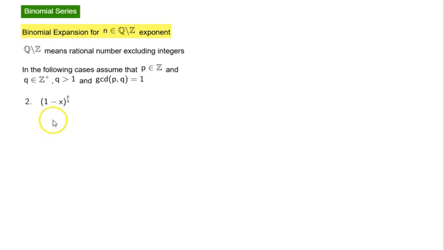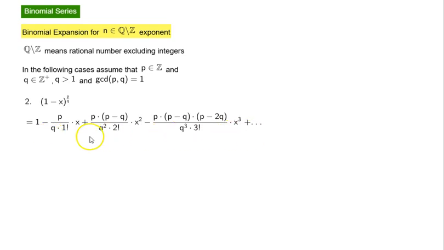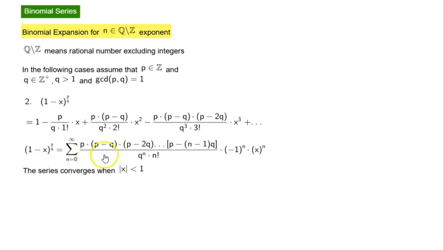Now let's look at the next case. The first one was 1 plus x to the power of p by q. Now we have 1 minus x to the power of p by q. Expanding it, same procedure. We end up with this expression. And this can be written in summation notation, series form. So summation n equal to 0 to infinity of p times p minus q, p minus 2q times and so on up to p minus n minus 1 q divided by q to the power of n times n factorial.